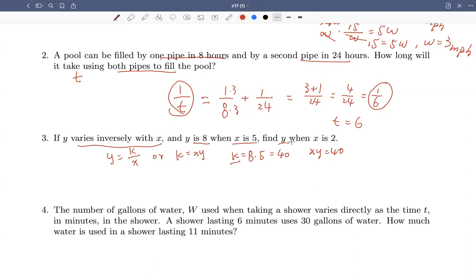Now, finding Y when X is 2. So 2Y equals 40. Divided by 2, so Y equals 20.